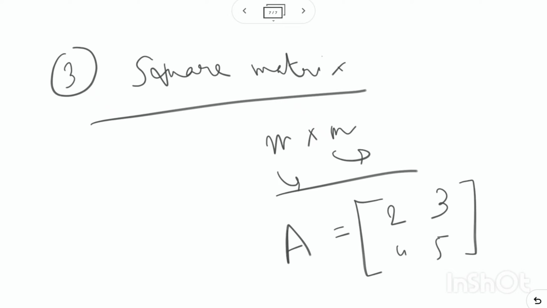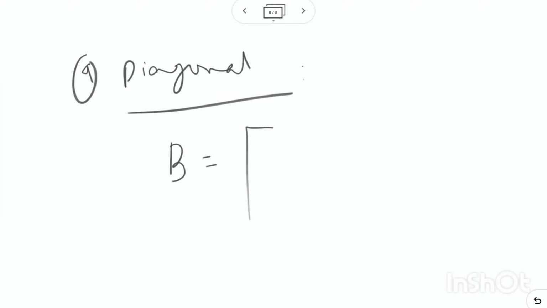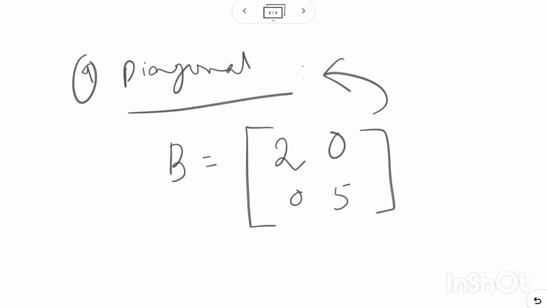Next is the diagonal matrix. So what is a diagonal matrix? A square matrix is said to be a diagonal matrix if all its non-diagonal elements are 0. For example, 2 0 0 and 5. This is a diagonal matrix, that is, the non-diagonal elements are 0.